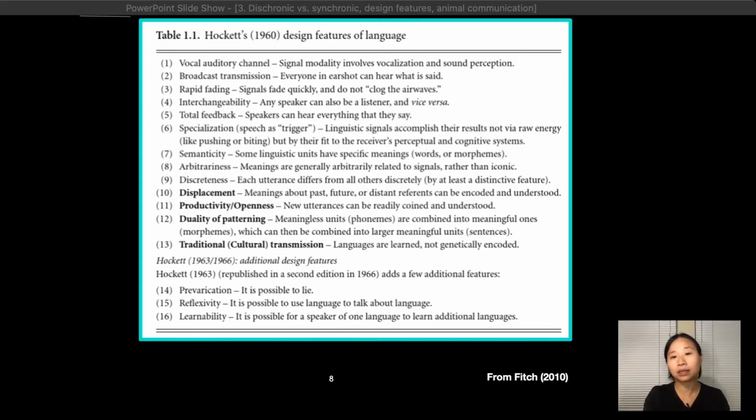The last feature I would like to highlight is traditional or cultural transmission. Although we often emphasize that language is species-specific and implicit, language is not all in genetics, unfortunately. Unfortunately, we can't genetically inherit a language without being embedded in a speech community. Let me spell out how some of these design features distinguish human language from non-human communication systems.